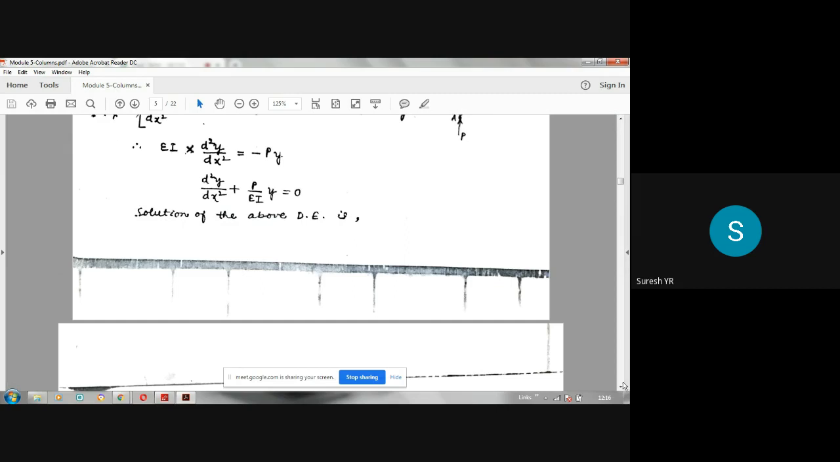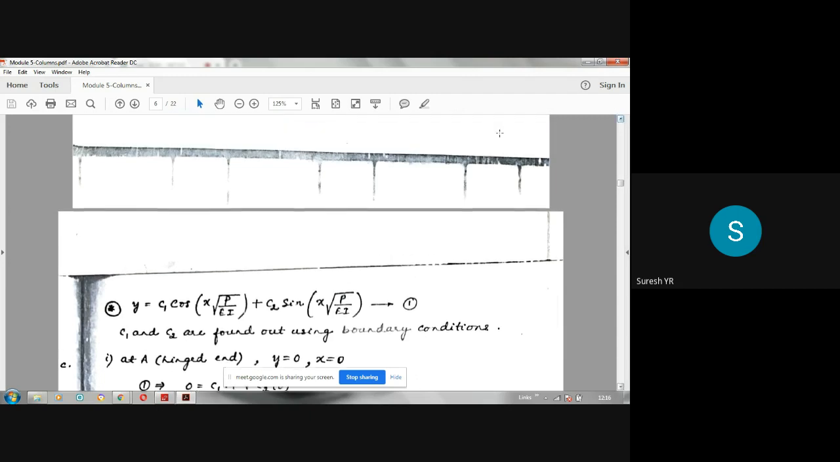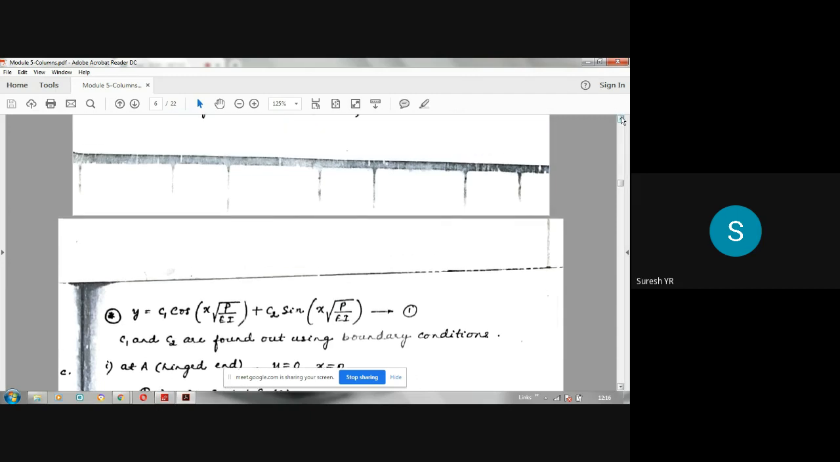It is given by y is equal to C1 cos x root of P by EI plus C2 sin x root of P by EI. This you have to remember. You need not solve that. If you solve this equation, you are going to get this. Now there are 2 constants here, C1 and C2. Those 2 constants have to be evaluated using boundary conditions. So C1 and C2 are found out using boundary conditions.